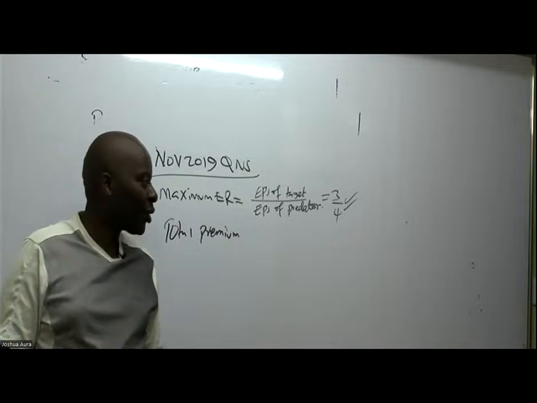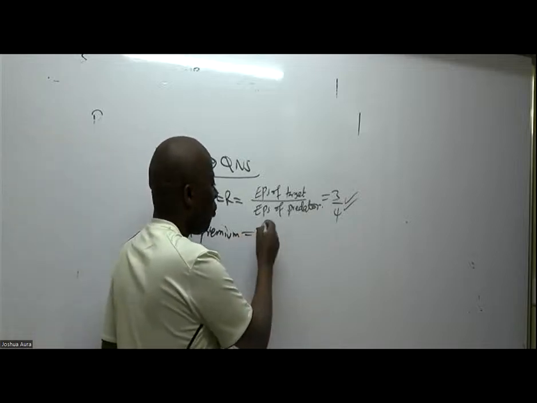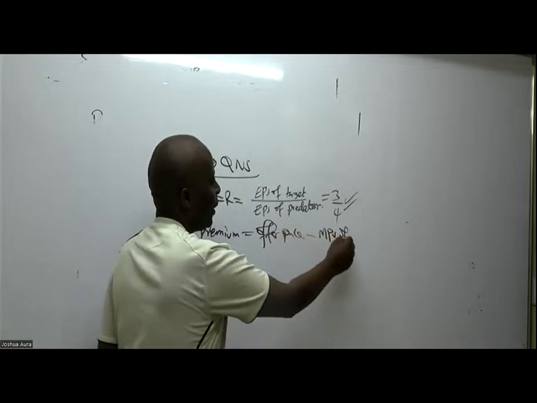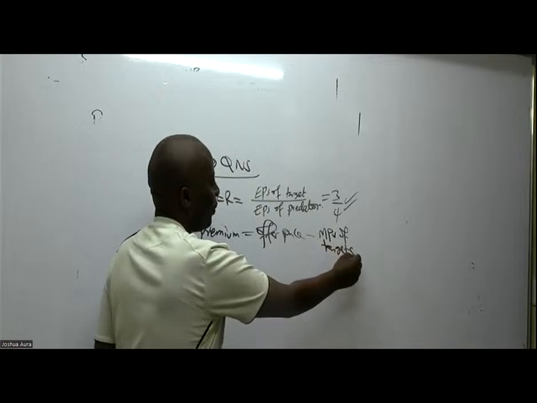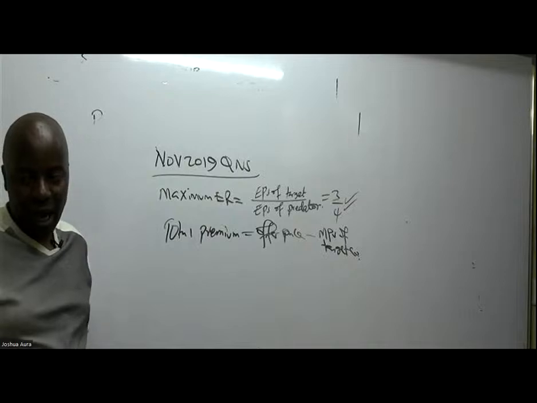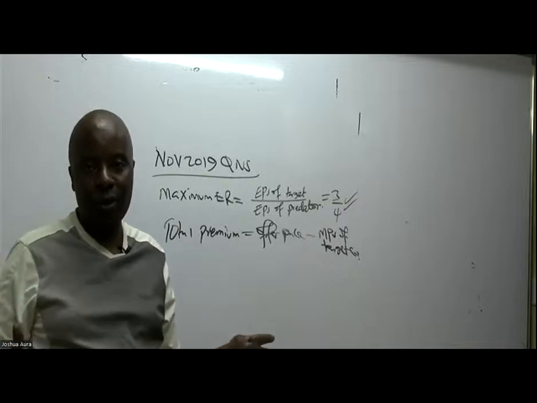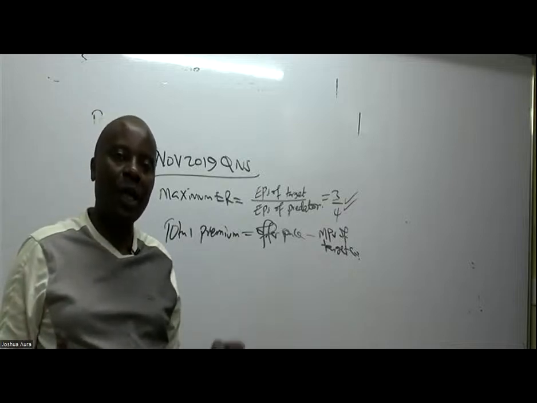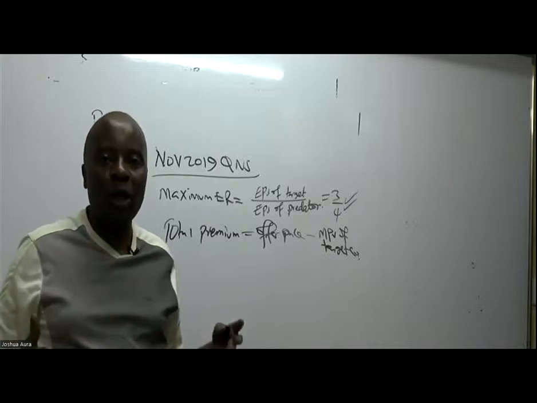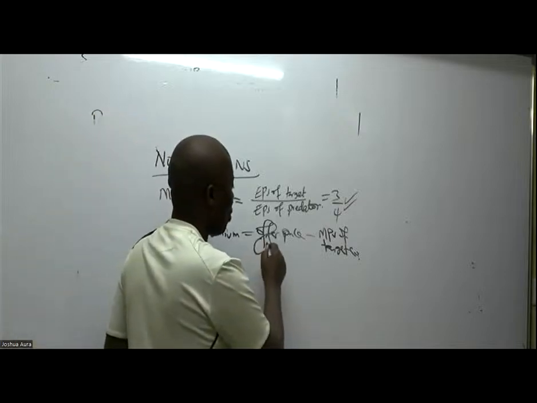Let's see. So remember when they ask for total premium, this is the formula. You will take the offer price, the price offered, minus MPS of the target company. Now, the offer price has not been given in this question. When offer price is not given, I showed you what you're supposed to do: you calculate it yourself. You calculate it by looking for what we call the NDOP.